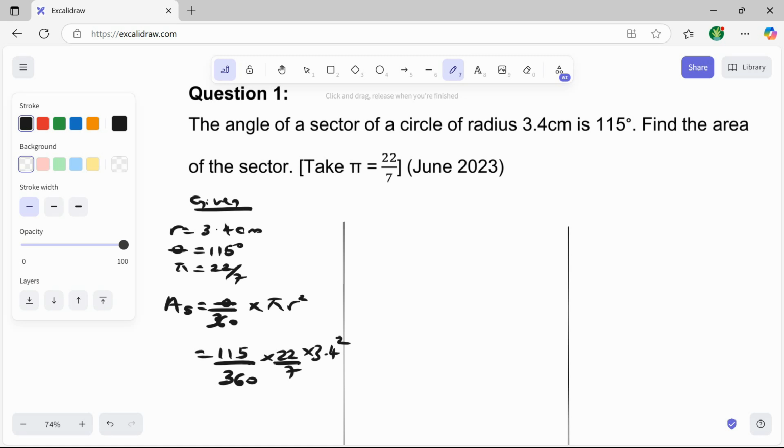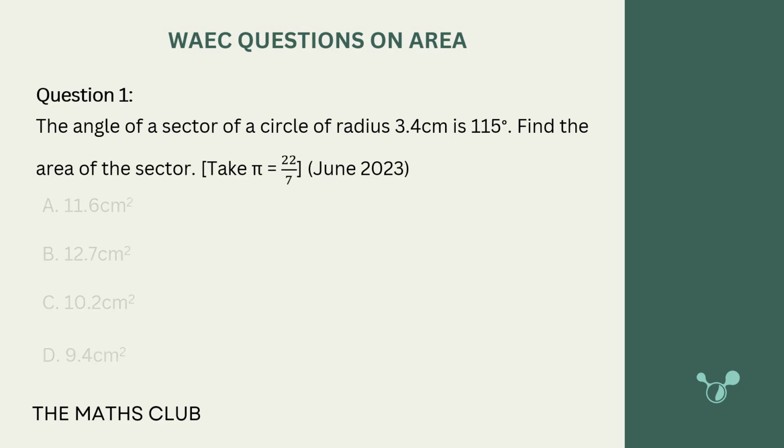So I'll just take out my calculator and punch it. 115 divided by 360 times 22/7, then times 3.4 all squared. So that gave me 11.661 centimeter squared. That's two decimal places. Let's see if you are correct. So that would be option A. Great.